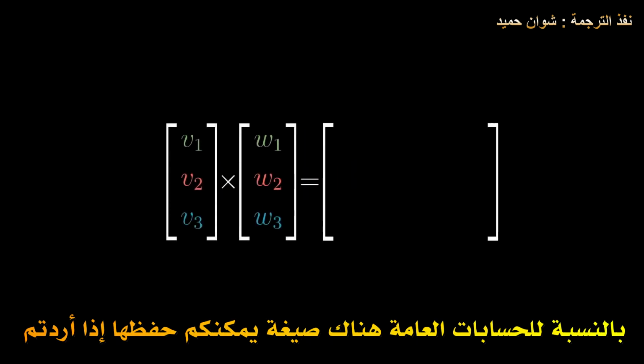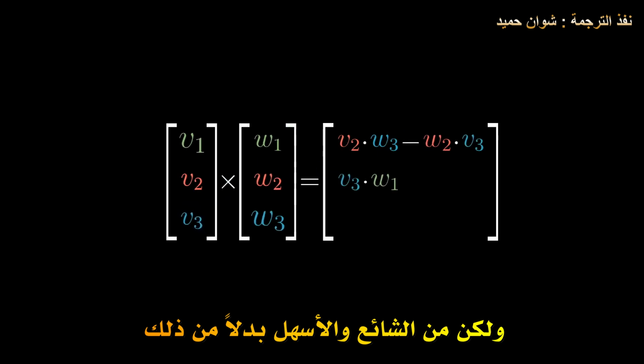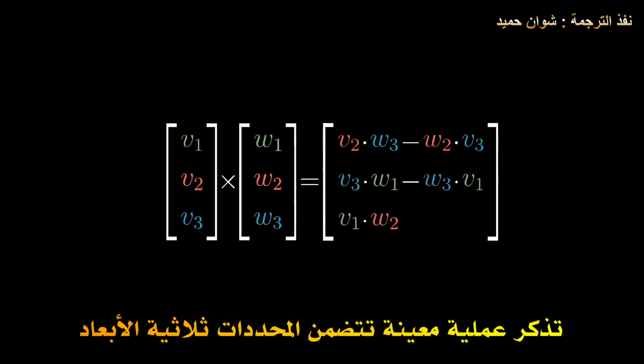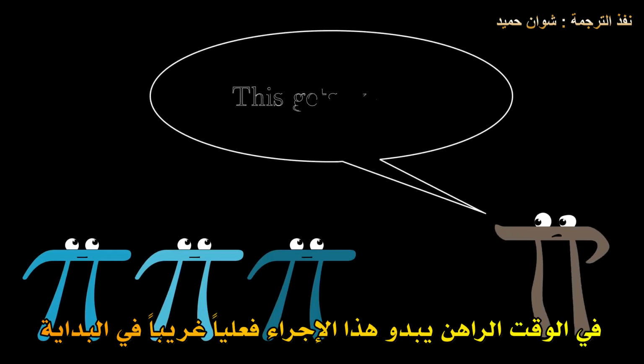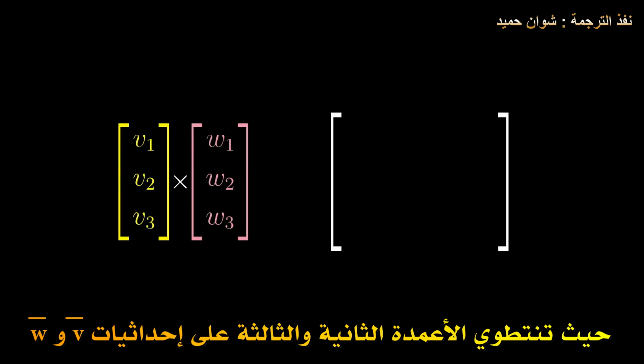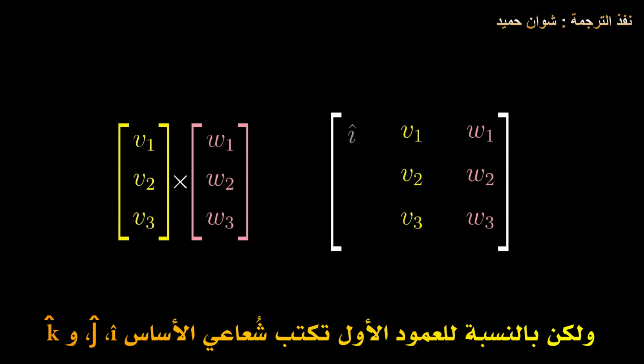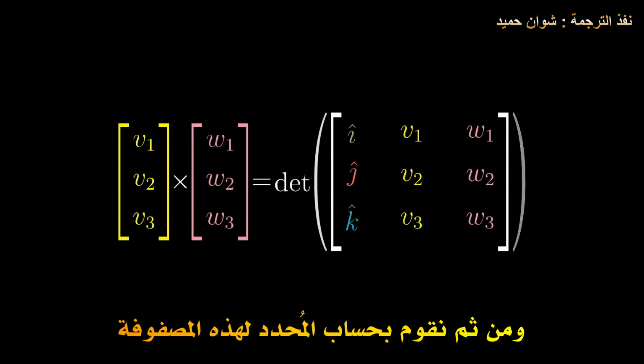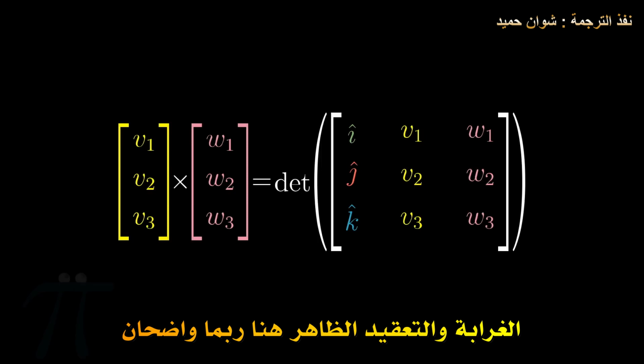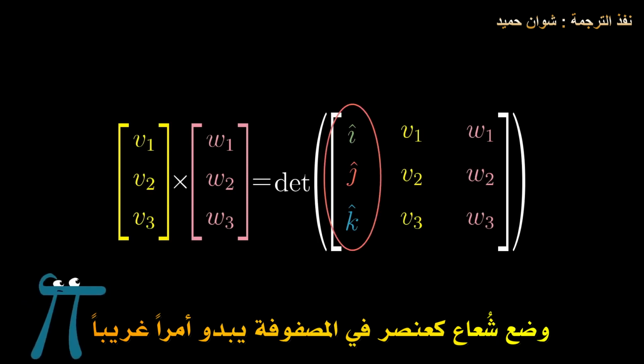For more general computations, there is a formula that you could memorize if you wanted, but it's common and easier to instead remember a certain process involving the 3D determinant. Now, this process looks truly strange at first. You write down a 3D matrix where the second and third columns contain the coordinates of v and w. But for that first column, you write the basis vectors i hat, j hat, and k hat. Then, you compute the determinant of this matrix. The silliness is probably clear here. What on earth does it mean to put in a vector as the entry of a matrix?